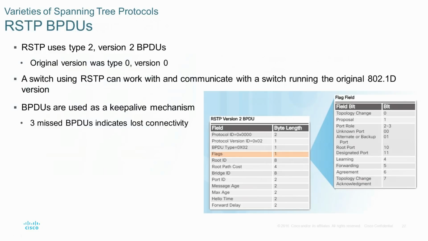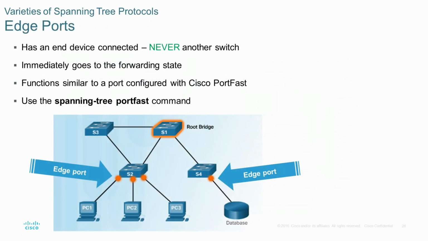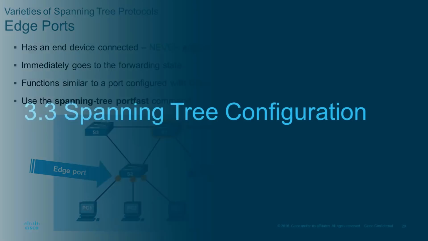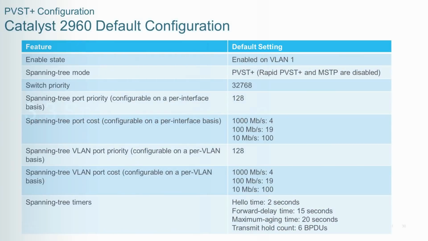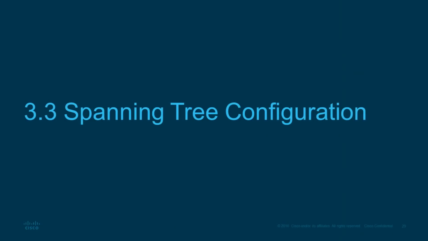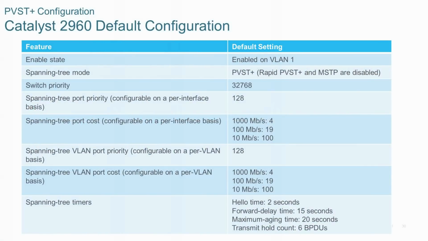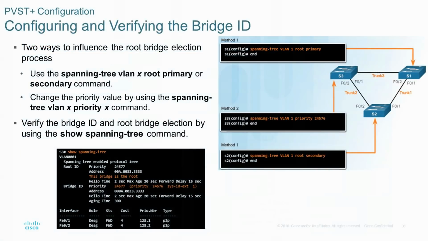RSTP BPDU we already discussed, and for the edge port we always use the portfast command. If you are connecting an edge port to end devices, you always make them portfast. Now we can see a little bit of configuration regarding spanning tree.